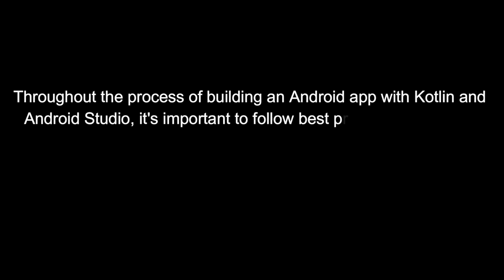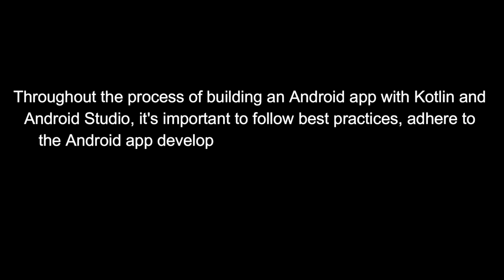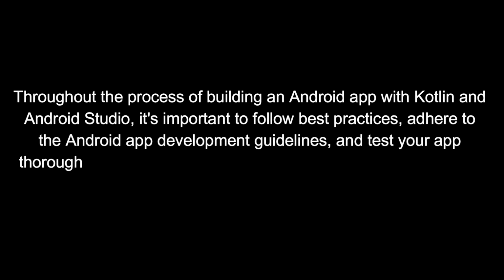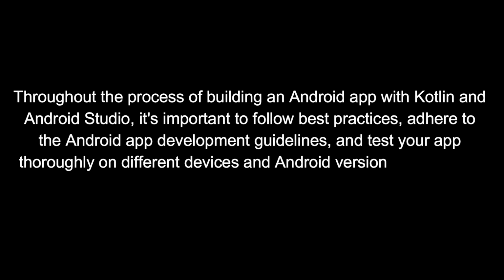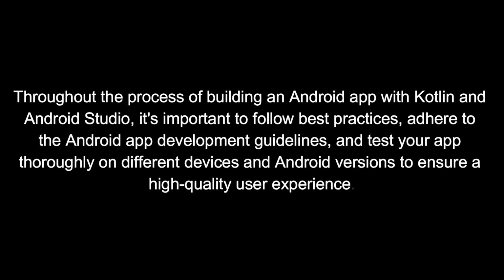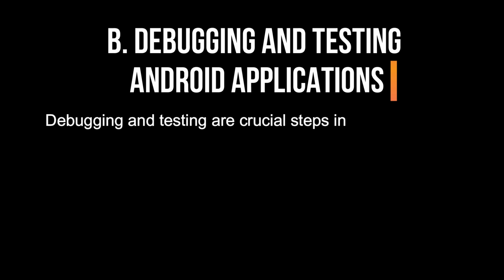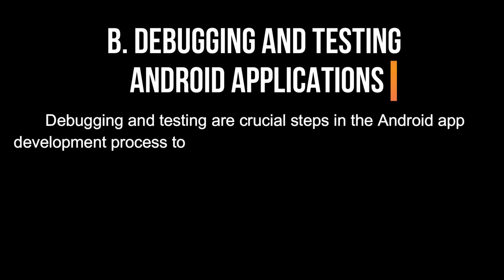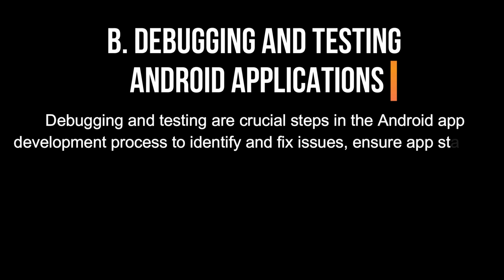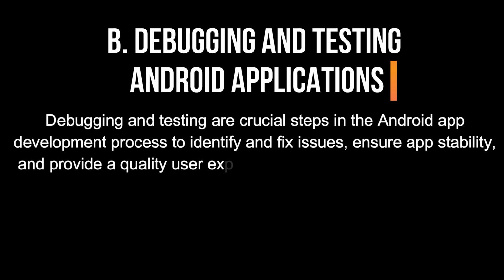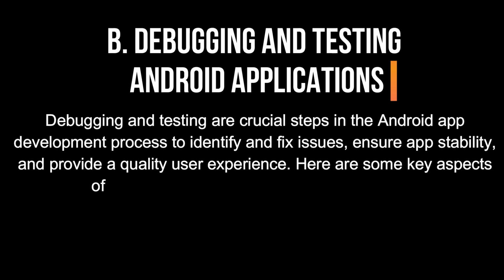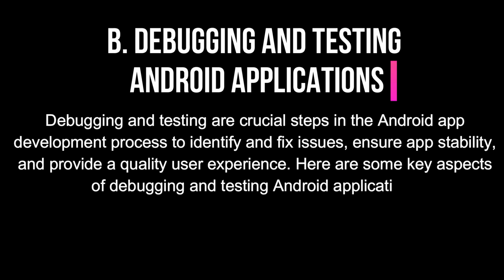Throughout the process of building an Android app with Kotlin and Android Studio, it's important to follow best practices, adhere to the Android app development guidelines, and test your app thoroughly on different devices and Android versions to ensure a high-quality user experience. B. Debugging and testing Android applications. Debugging and testing are crucial steps in the Android app development process to identify and fix issues, ensure app stability, and provide a quality user experience. Here are some key aspects of debugging and testing Android applications.